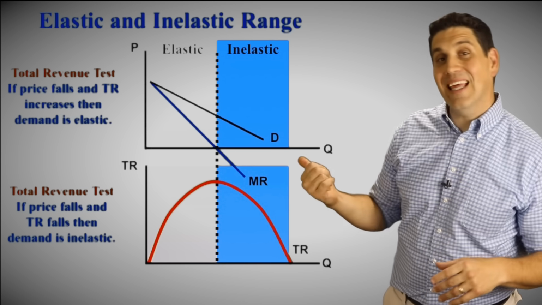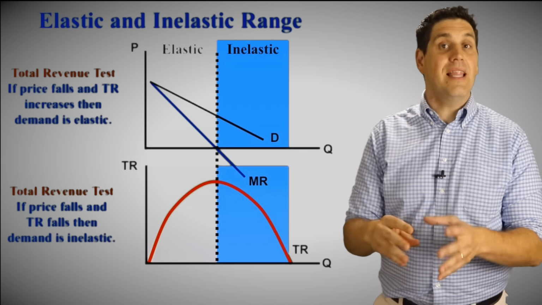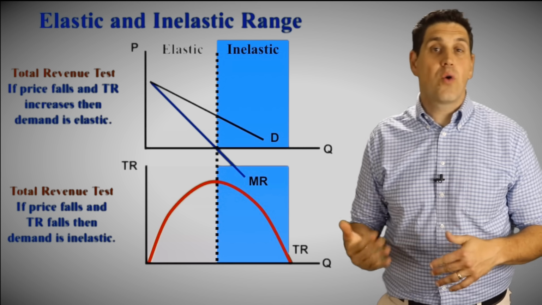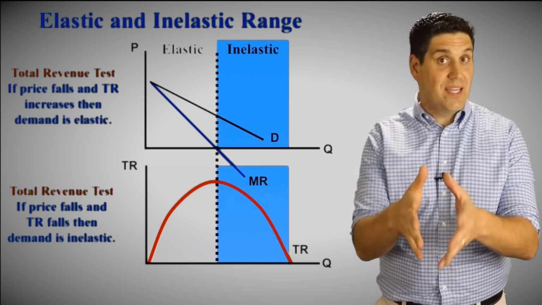You should also recognize the elastic and the inelastic ranges of this demand curve. Over on this side, that's the elastic range, because when the price is falling, total revenue is going up. And when the price is going down on this side, total revenue is going down. That's the idea of the total revenue test.